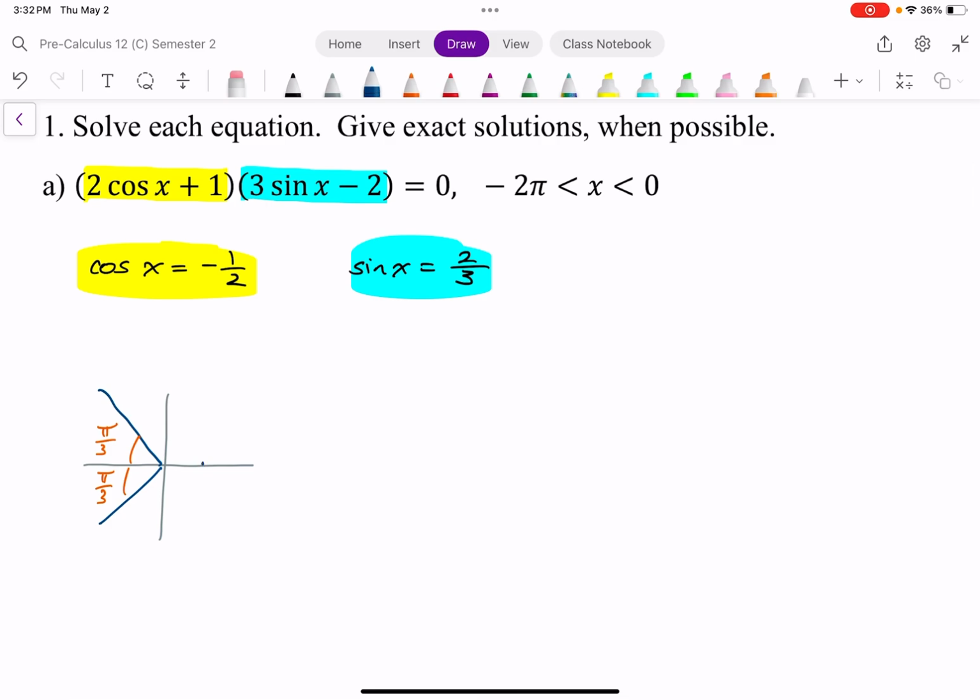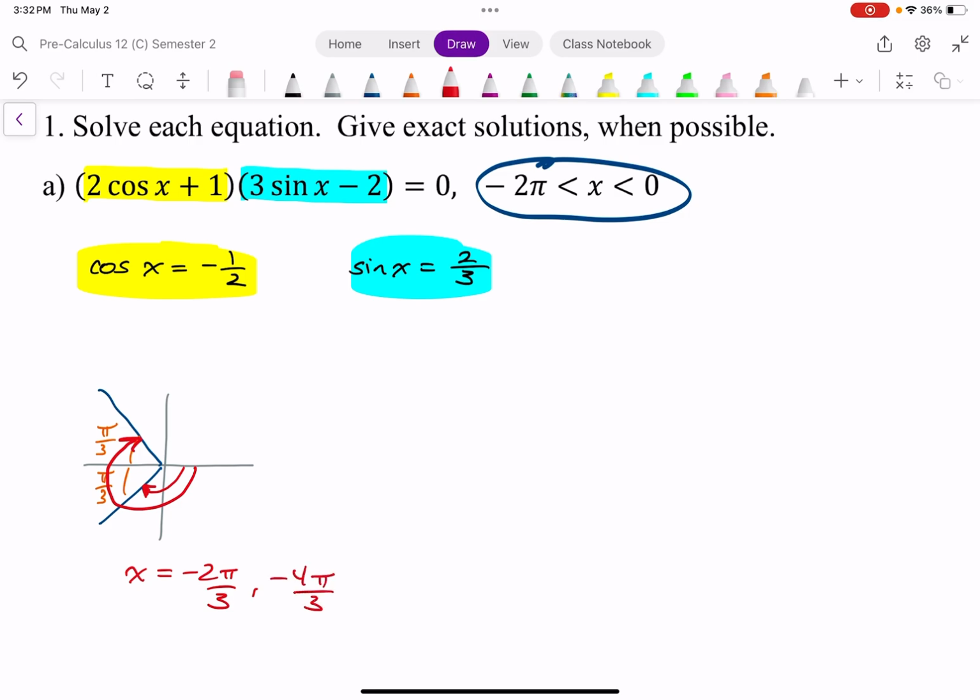And well, if I look at this angle from here to here, keep in mind that is not within my restriction. I only want angles from -2 pi to 0. So my first negative answer will actually be from here to here. And that angle there is -2 pi/3. And there's also this angle from here to here, which is -4 pi/3. So those are two of my answers.